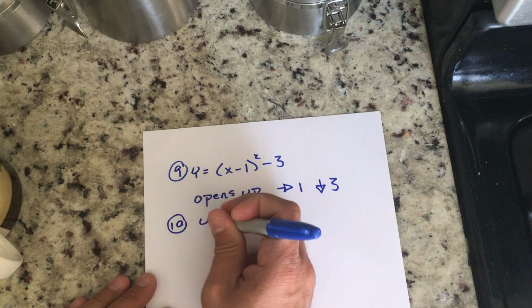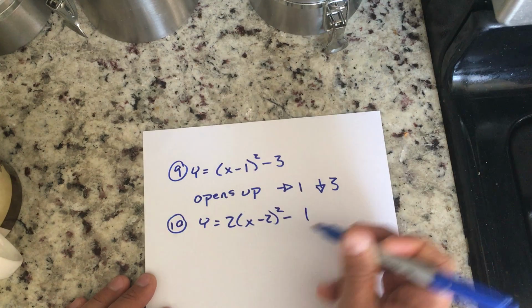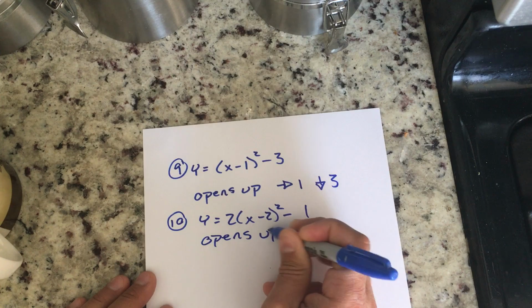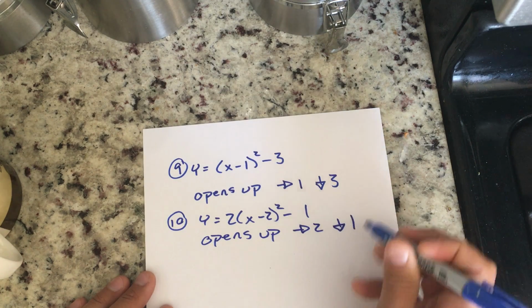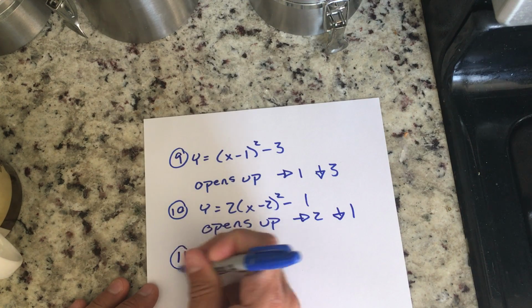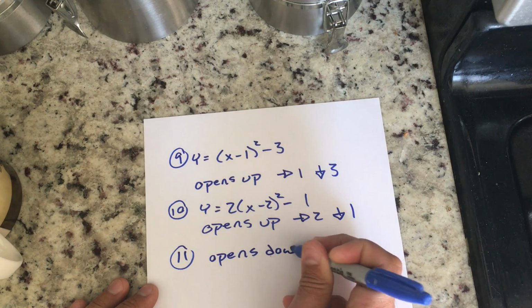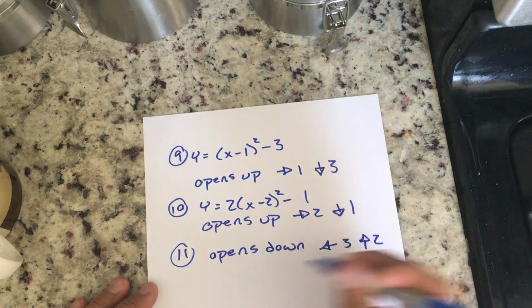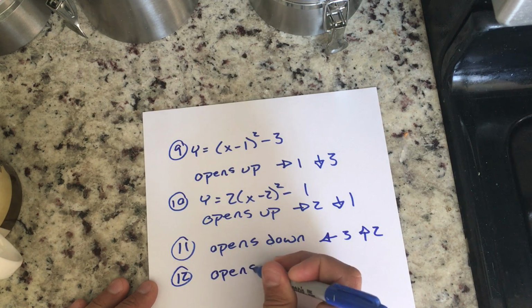Number 10 says y equals 2 times x minus 2 squared minus 1. This is positive, so it opens up. Minus 2, so it's to the right 2. Minus 1, so it's down 1. Number 11, it's negative, so it's going to open down. Plus 3, so it's going to go to the left 3, and plus 2, so it's going to go up 2. Number 12, it's negative, so it's going to open down.